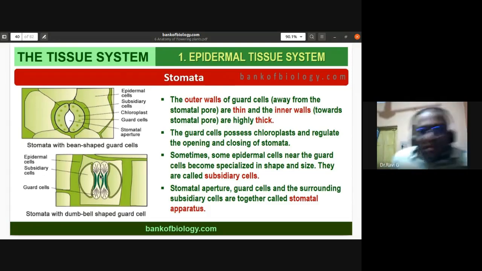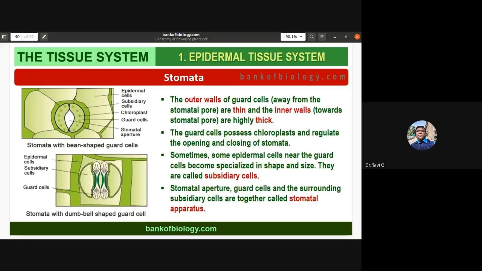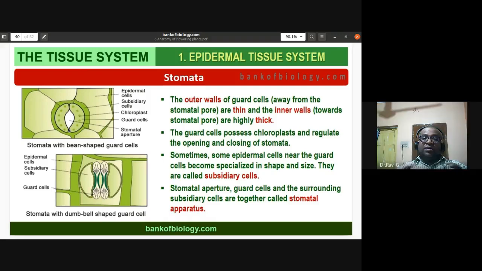The only thing is, whatever the shape of the guard cells, the inner walls are thick and the outer walls are thin. To open the stoma, a considerable amount of energy is required. I always say it is like Lord Hanuman opening his chest to reveal Rama and Sita. Similar to that, for them the inner thick walls are there. Whenever the stoma has to be kept open, they require a considerable amount of energy to keep the stoma open.